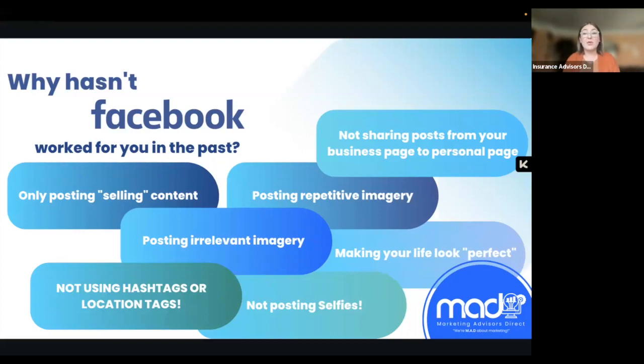Also, maybe you weren't sharing posts from your business page to your personal page. That's how you're going to get more people to see your content, by posting to your Facebook business page, maybe using Meta Business Suite. And then from your personal profile, you share that piece of content to your personal profile. So again, more of your friends and family can see it.